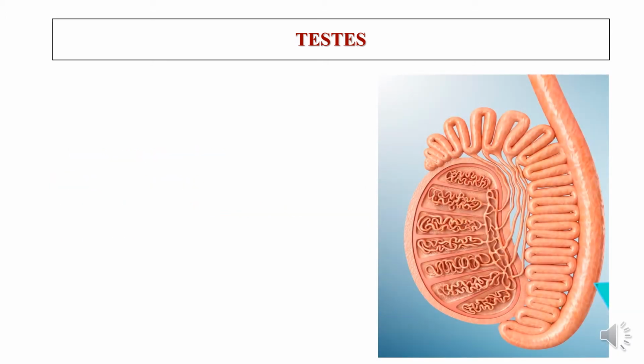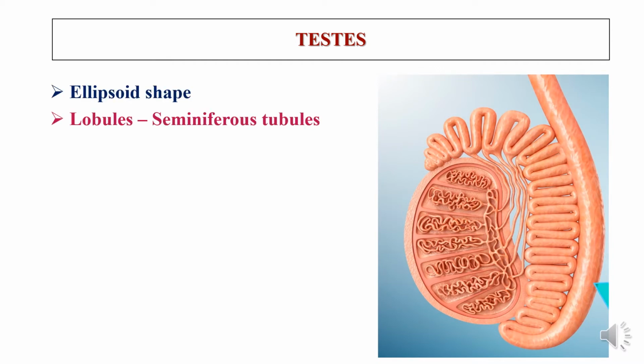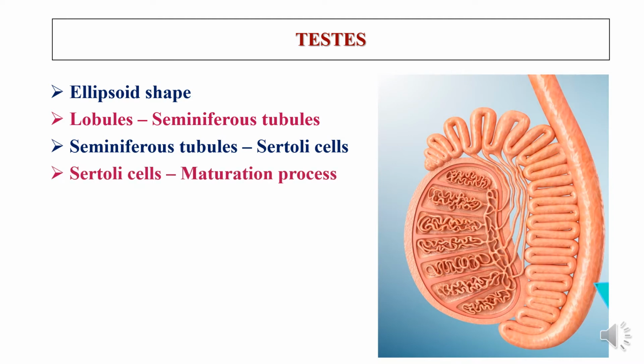Testes have an ellipsoid shape. They consist of a series of lobules, each containing seminiferous tubules, and these seminiferous tubules are supported by interstitial tissue. The seminiferous tubules are lined by specialized cells called Sertoli cells. These Sertoli cells aid the maturation process of the spermatozoa. In the interstitial tissue lie specialized cells called Leydig cells that are responsible for the production of the hormone testosterone.